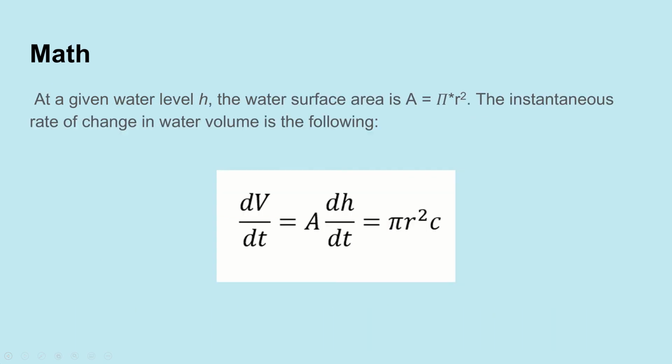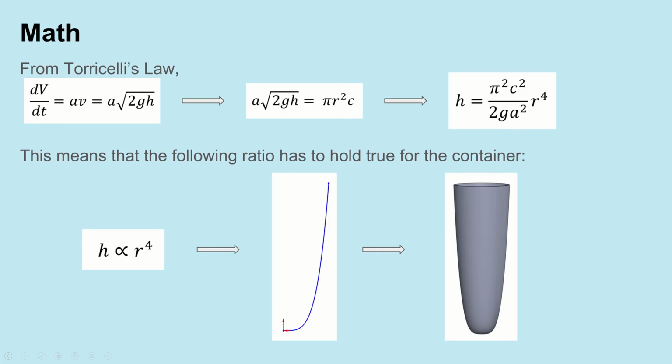When the water level is h, the surface area of the water is A equals pi r squared. This means that the rate of change of the water volume is shown in the slide below. From here, Torricelli's law can be manipulated to solve for the ratio of height to radius for a linearly draining tank. We then modeled the tank using this ratio and 3D printed a working model.